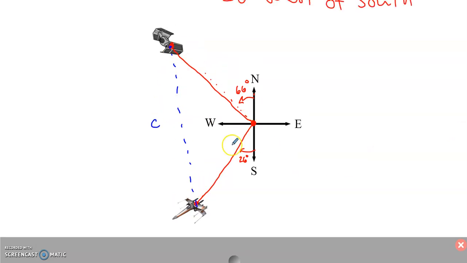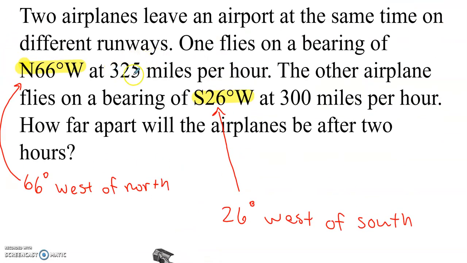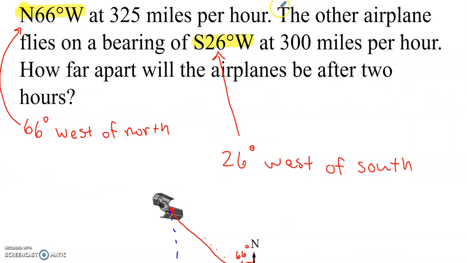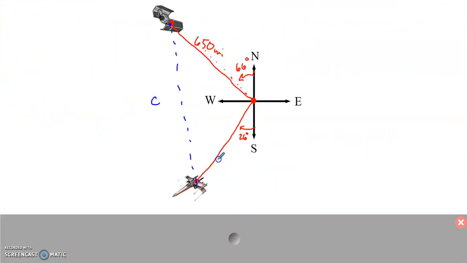Now, in this triangle, I can actually label some distances as well because I know how fast they're going. This one's going 325 miles per hour, but notice the question says after 2 hours, so I need to double that, because 325 miles each hour times 2 is 650 miles. That's how far that plane has traveled. The other one's going 300 miles per hour for 2 hours, so this is going to be 600 miles that it's traveled. So you can see I have a triangle here, and I know 2 of the sides, but I don't know any of the angles.